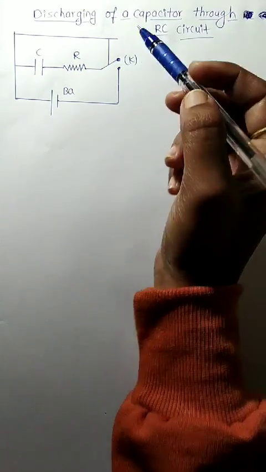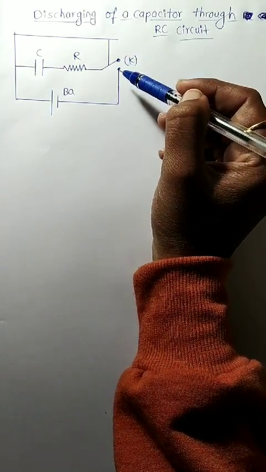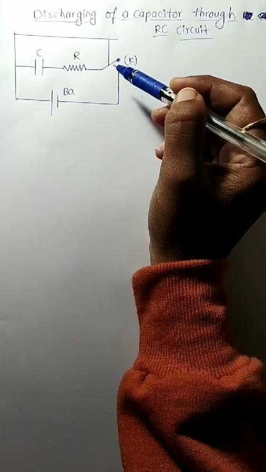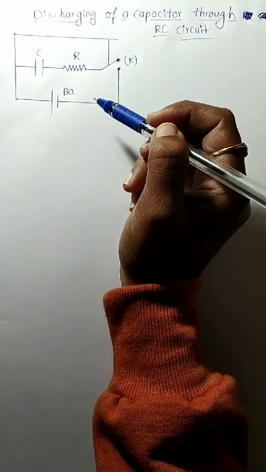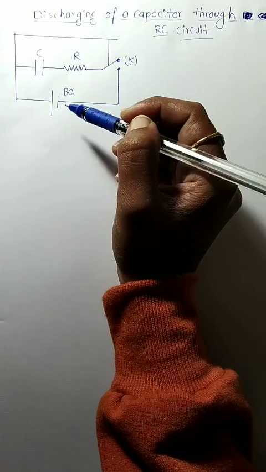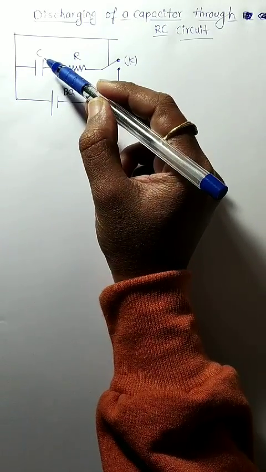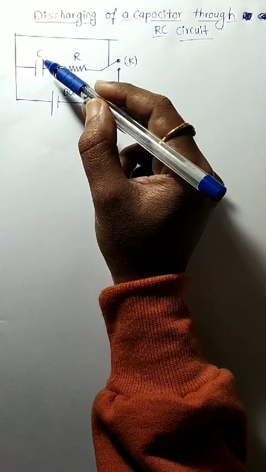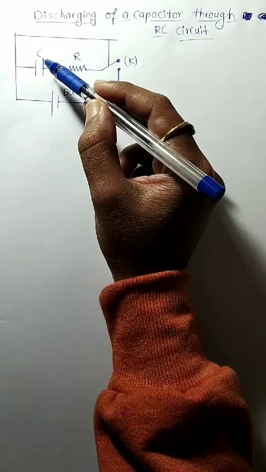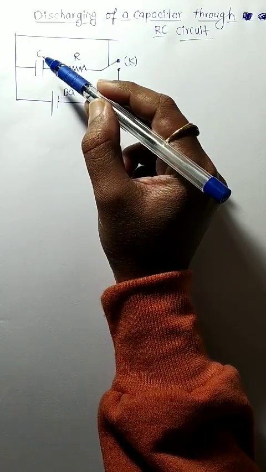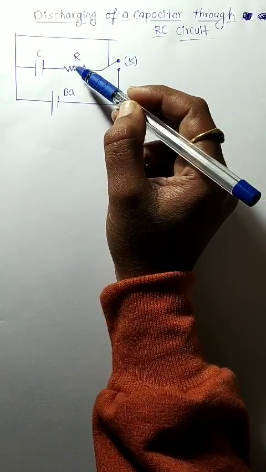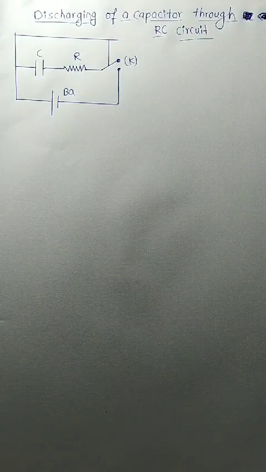So this is the case when you close the key. When we close the key, the current starts to flow in the circuit. When current is flowing, the capacitor starts its work. It starts to store the electrical charges. At the same time, it will oppose the electrical current.